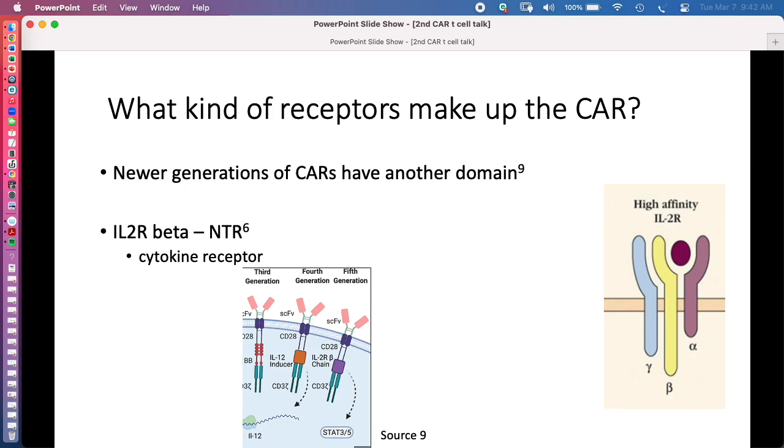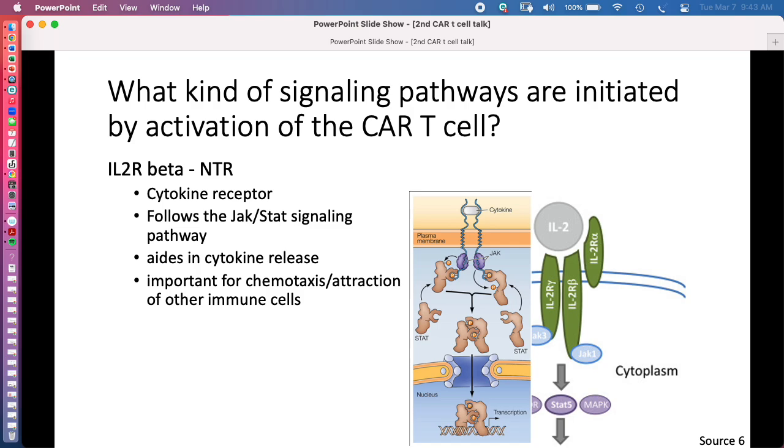This is also a non-tyrosine receptor, but it's a different signaling cascade than the other ones. So I thought it was good to mention. And it's starting to be used in a lot of the newer generations, and it has some cool capabilities. So let's talk a little bit more about the actual signal it produces.